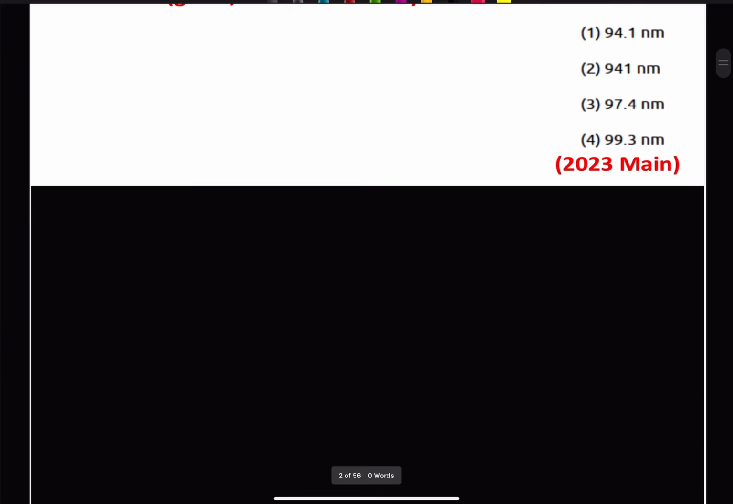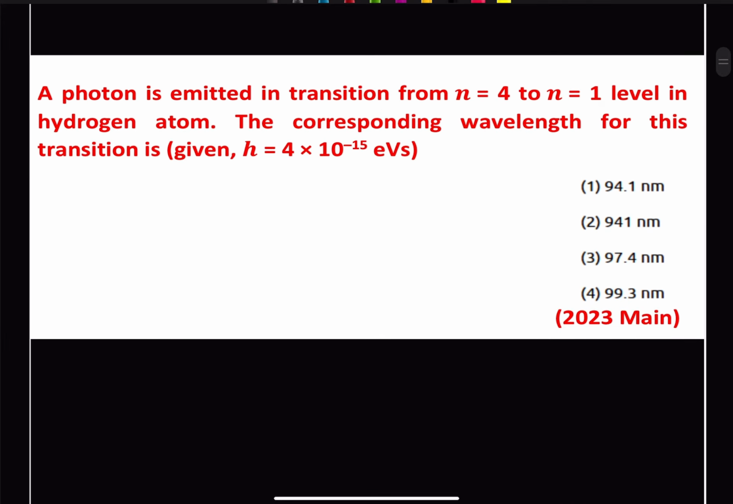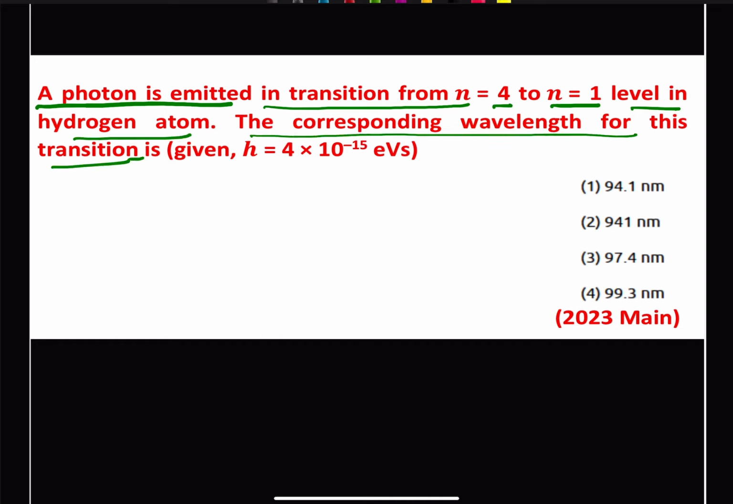Next question. It states that a photon is emitted in transition from n equal to 4 to n equal to 1 level in a hydrogen atom. The corresponding wavelength for this transition is, given that the value of h is 4 into 10 to the power minus 15.